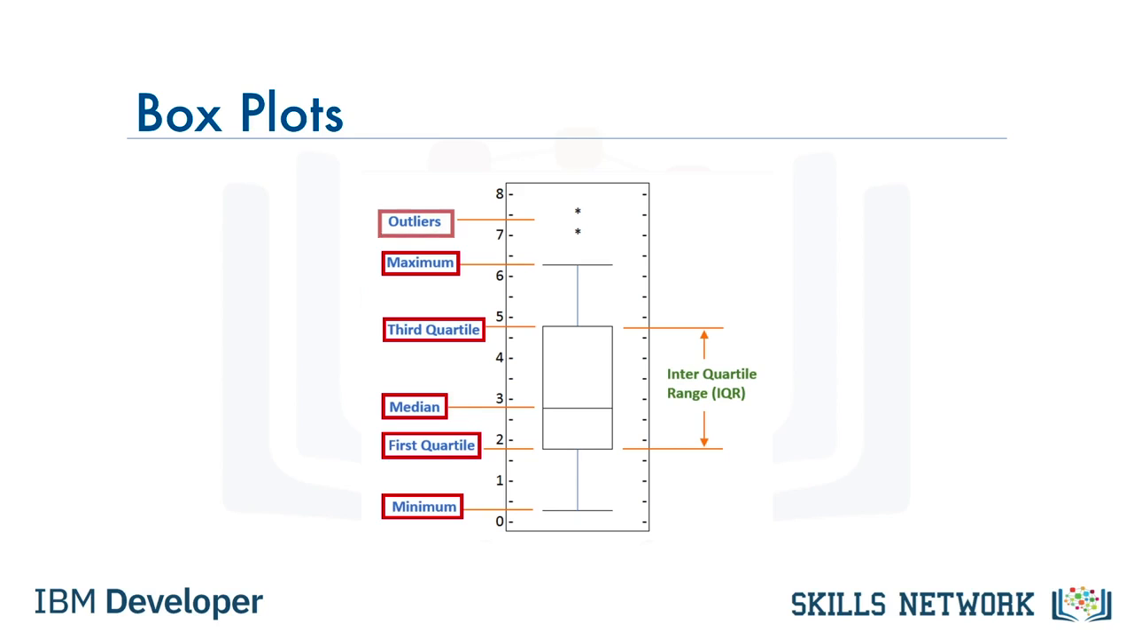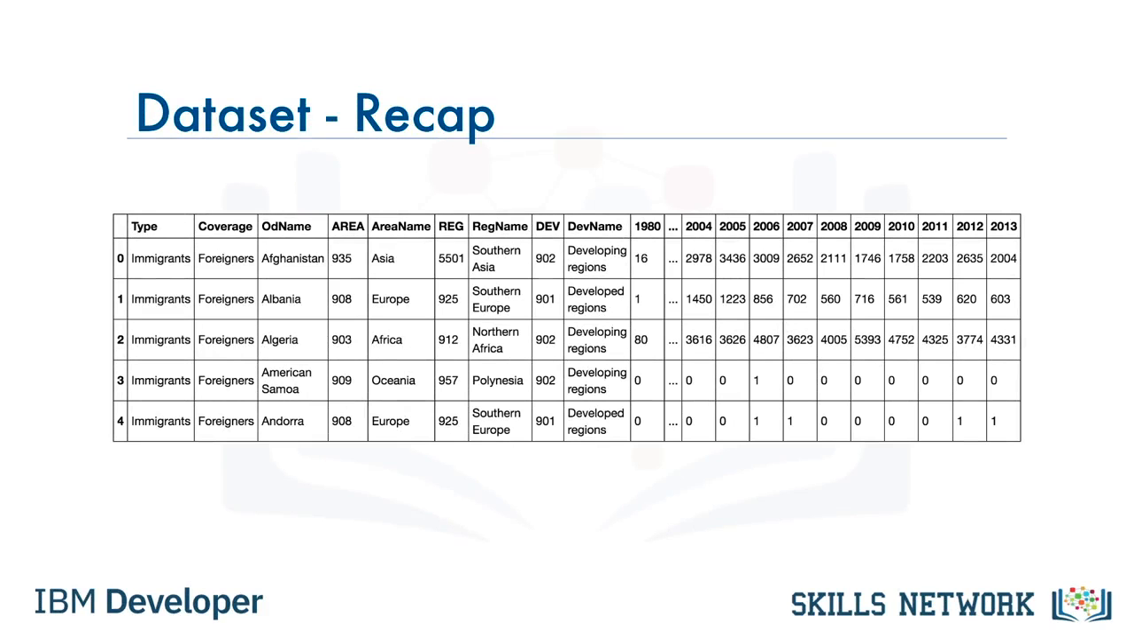Finally, box plots also display outliers as individual dots that occur outside the upper and lower extremes. Now let's see how we can create a box plot with Matplotlib. Before we go over the code to do that, let's do a quick recap of our data set.